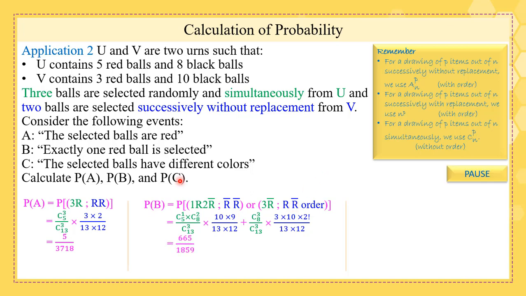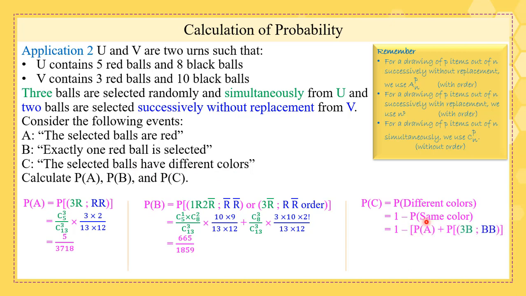Now try also to do P of C alone. Well, for P of C, the selected balls have different colors. The easiest, as we saw before, is 1 minus the probability of the same color, which is P of A, meaning all are red, plus P of B, which is all are black. And this would be the final answer.